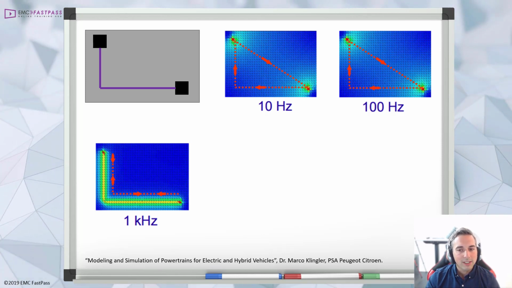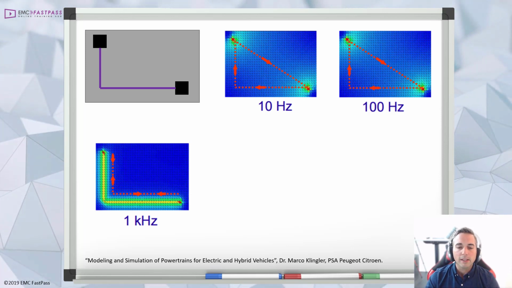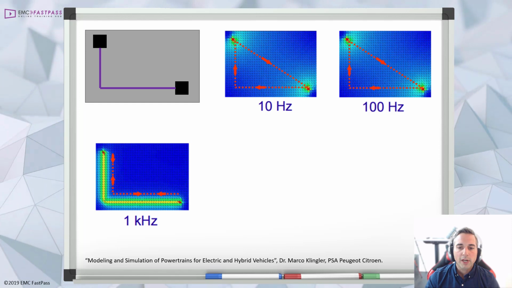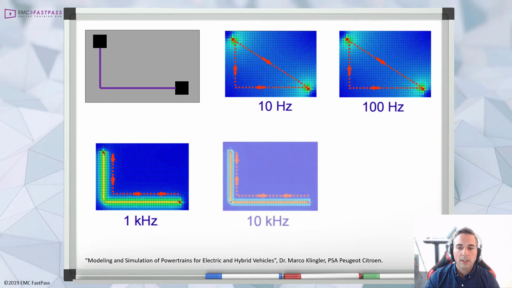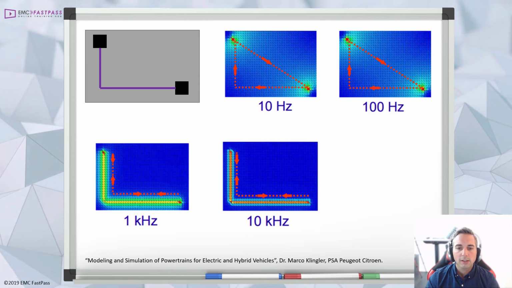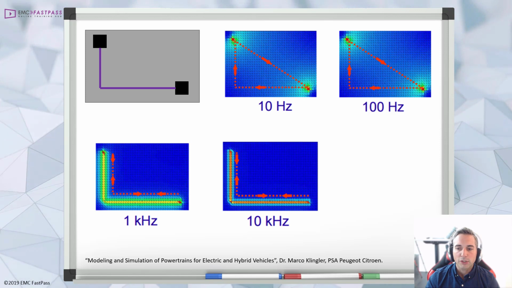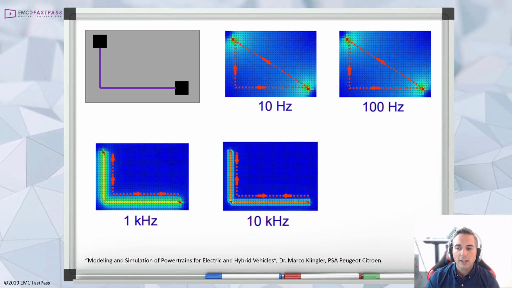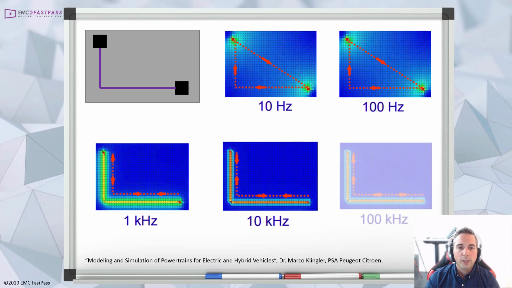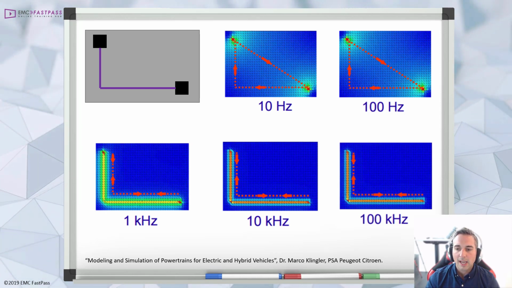It's spread out a little bit, but you can definitely see that the current is flowing beneath the track. So if we crank up the frequency again to 10 kilohertz, now the return current is much more tightly positioned below the track. It isn't spreading out as much on the ground plane as it is at 1 kilohertz. And then if we up it again to 100 kilohertz, it does look much the same as at 10 kilohertz.